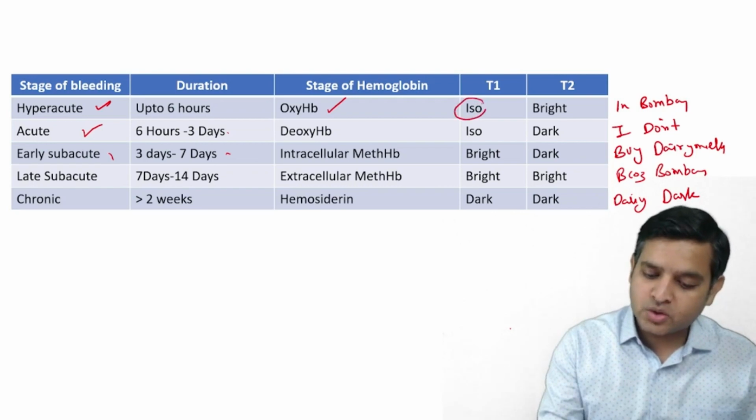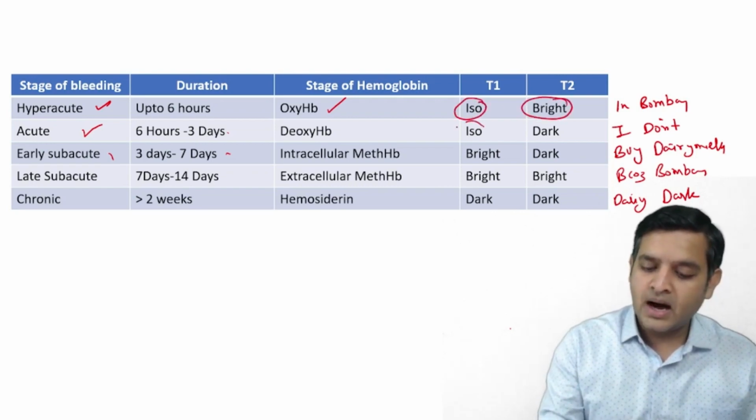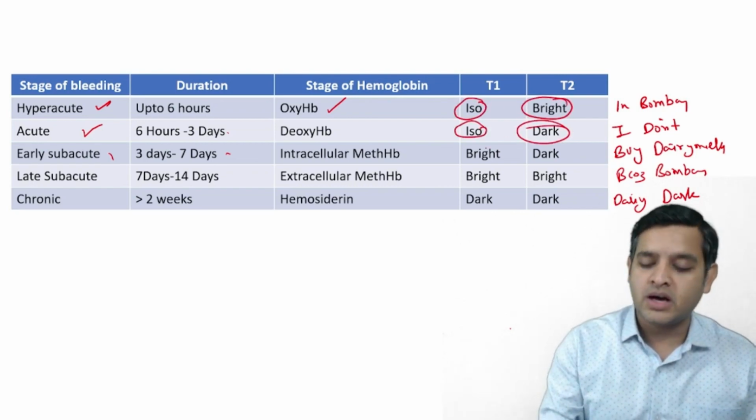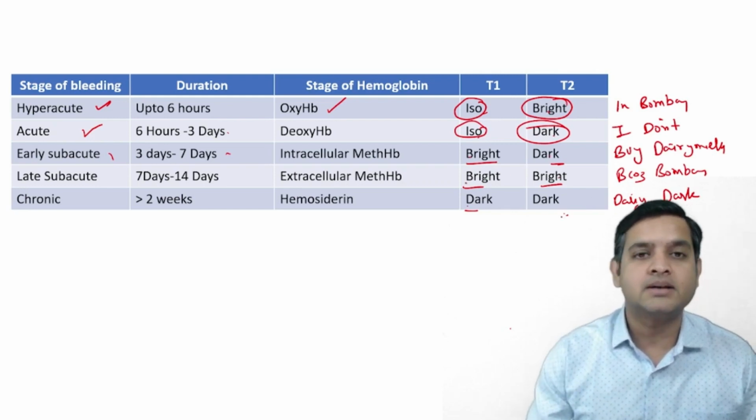I stands for iso, B stands for bright, I for iso, D for dark: iso, bright, iso, dark, bright, bright, dark, dark. In Bombay, I don't buy dairy milk because Bombay dairy milk are dark.